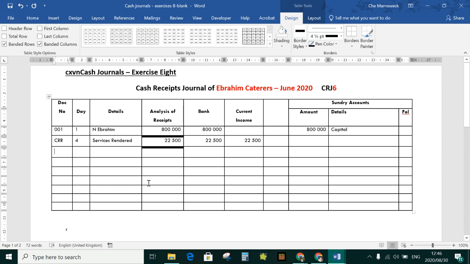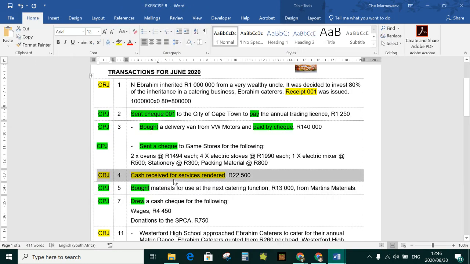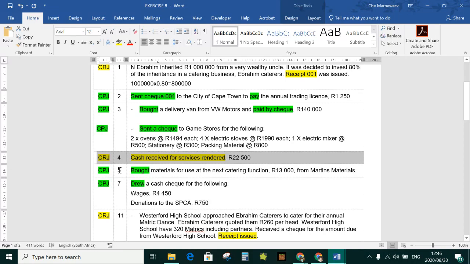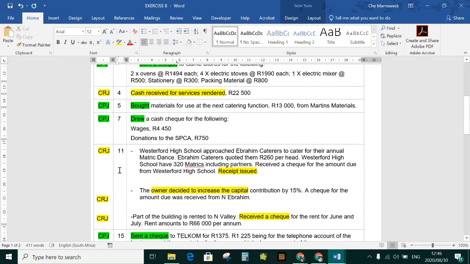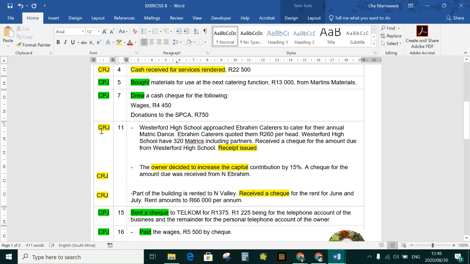We then are going to have a look for our very next transaction. Day 11. Yeah, we can see there are 3 transactions for the cash receipts journal. Westerford High School approached Ibrahim Caterers to cater for their annual matric dance. Ibrahim Caterers quoted them 260 rand per head. Westerford High School has 320 matrics including partners. Received the check for the amount due from Westerford High School, receipt issued.